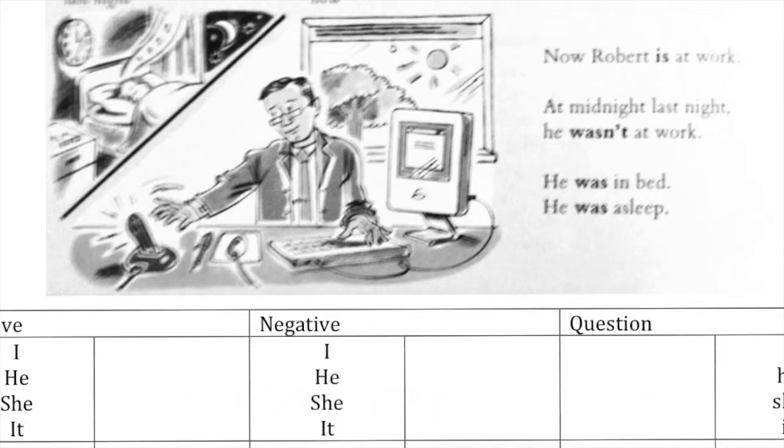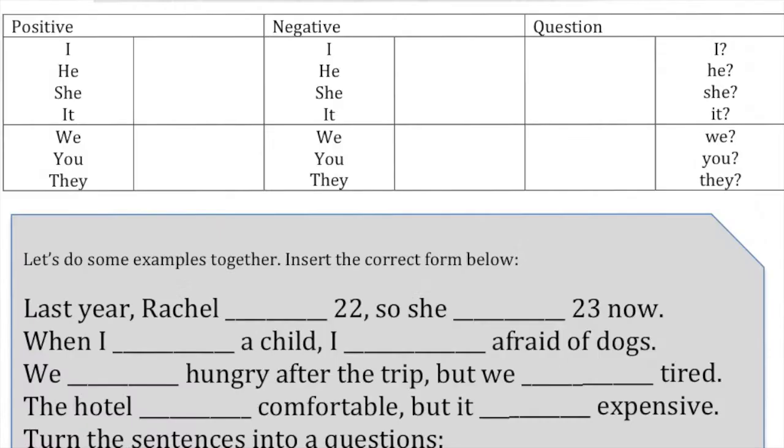So let's continue and let me show you how we do this. I'm going to show you the positive, negative, and question. And it's going to follow similarly to how we do present tense with how we make the negatives and the questions. Let's find out. Here we have the positive. So for I, he, she, it, it is was. And for we, you, and they, it is were.